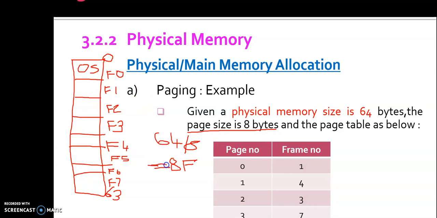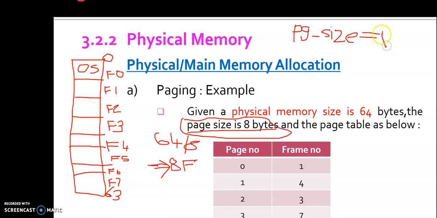Okay, so how do we get 8 frames? 64 divided by 8. Why do we do 64 divided by 8? Simply because, if you refer to the previous slide, we said page size equals to frame size. Okay, so remember this. So that's why we have 64 divided by 8.